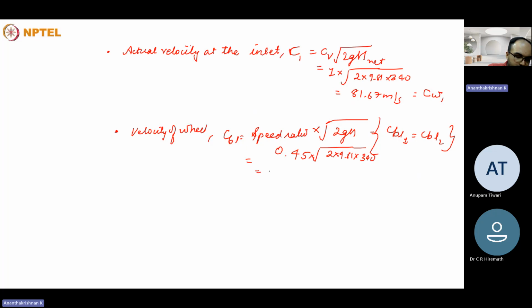So once you get it, it's quite straightforward. The value is 36.75 meter per second. Then the inlet, this is the inlet part.